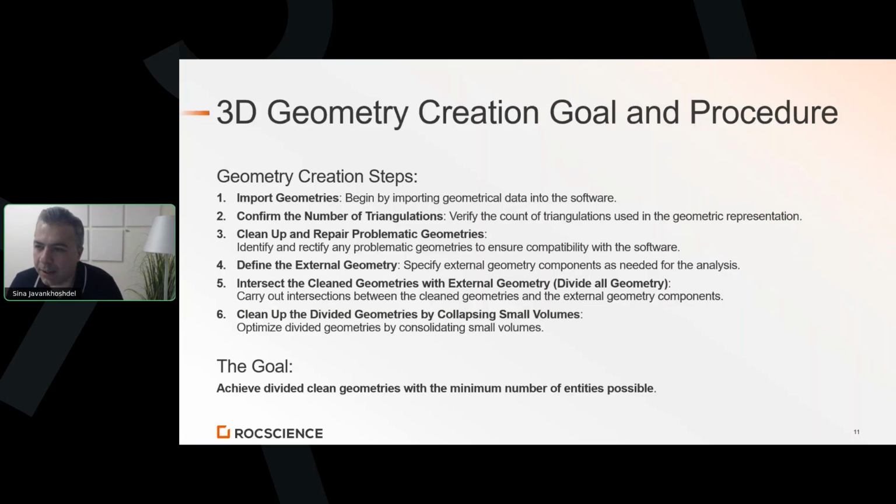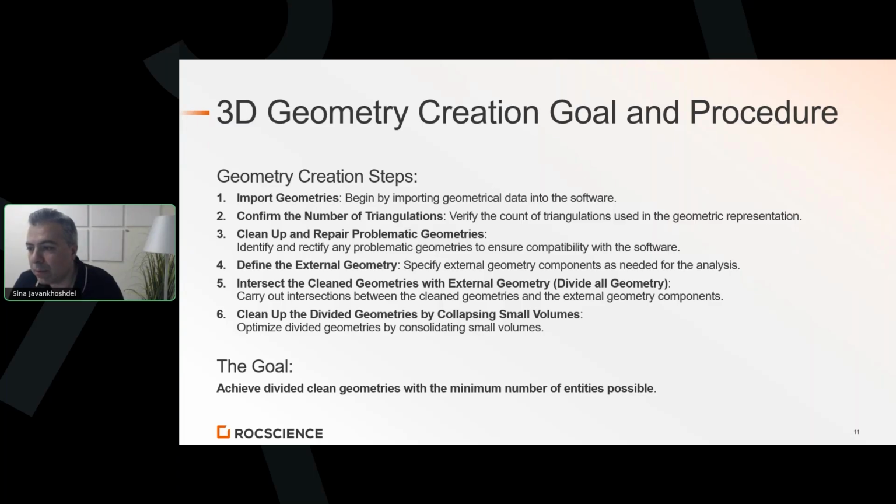Basically, this is coming from our previous webinar, so I'll quickly review these. 3D geometry creation goal and procedure. Basically, there are a couple of steps that you need to do when you create your geometry. If you want to start from scratch, you can import your geometries. The main thing in geometries is the number of triangulations, so surface triangulation to create the geometry. So you need to verify and confirm this number of triangulation, which should not be too large, like 2 million, 3 million. These numbers are too big.